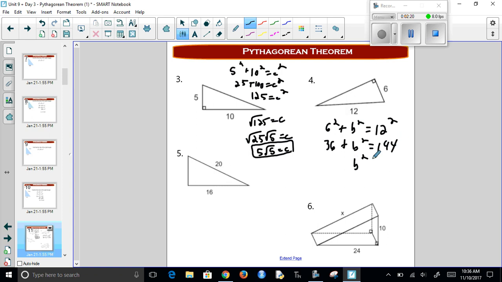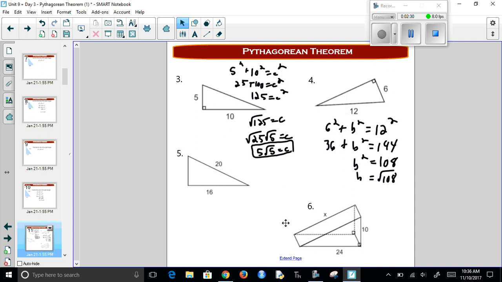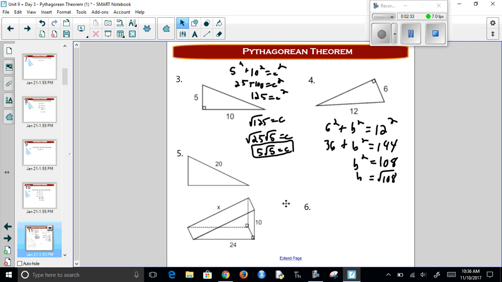When I subtract 36 from both sides, that's going to be 108. Well, the square root of 108. I don't know what divides into 108 evenly. I think 36 does. Yeah, it's 36 and 3.